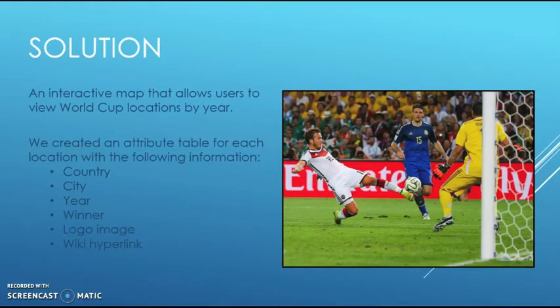The solution to this problem that we came up with was an interactive map that allows users to view World Cup locations by year. We created an attribute table for each location with the following information: country, city, year, winner, logo image, and Wikipedia link.